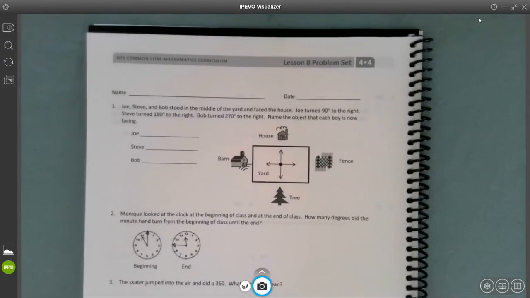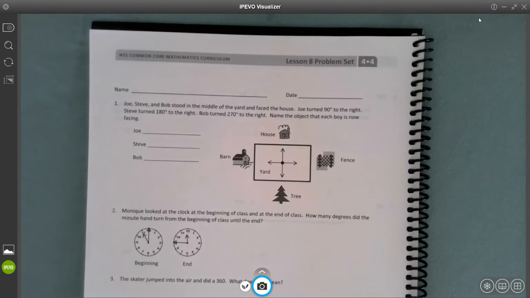Let's head on over to number 1. Joe, Steve, and Bob stood in the middle of the yard and faced the house. So they're all in the middle. Joe turned 90 degrees to the right. Steve turned 180 degrees to the right. Bob turned 270 degrees to the right. Name the object that each boy is now facing.